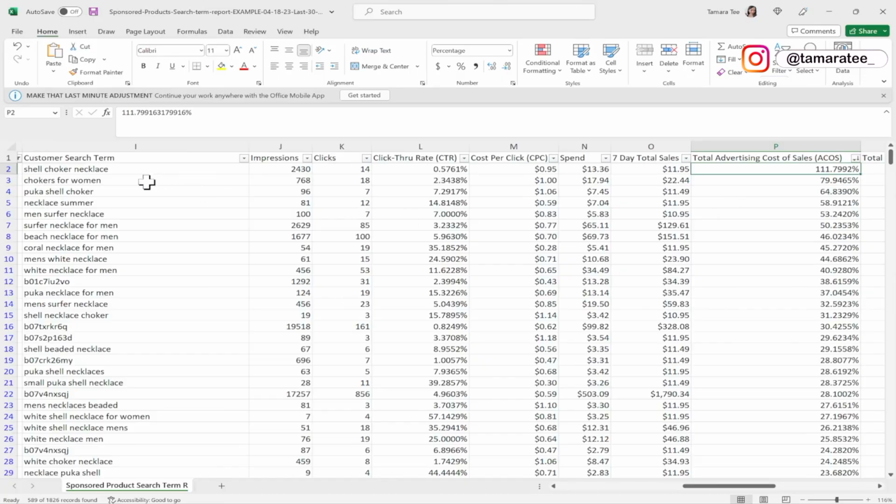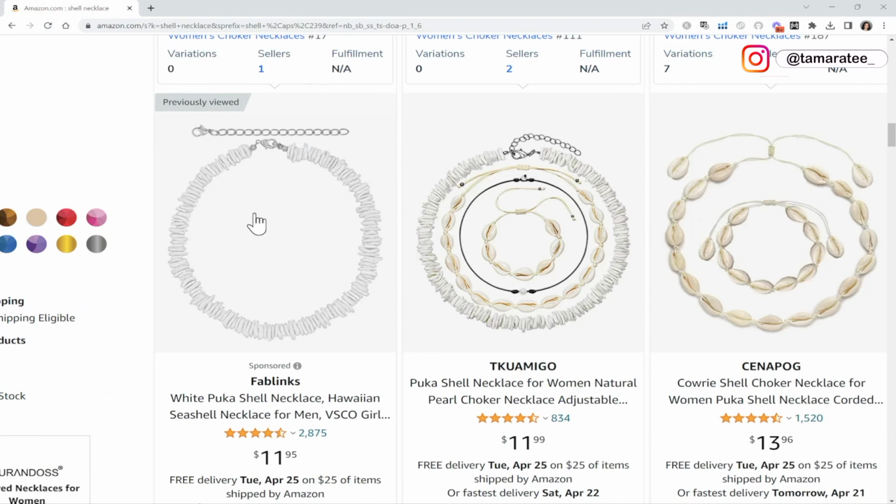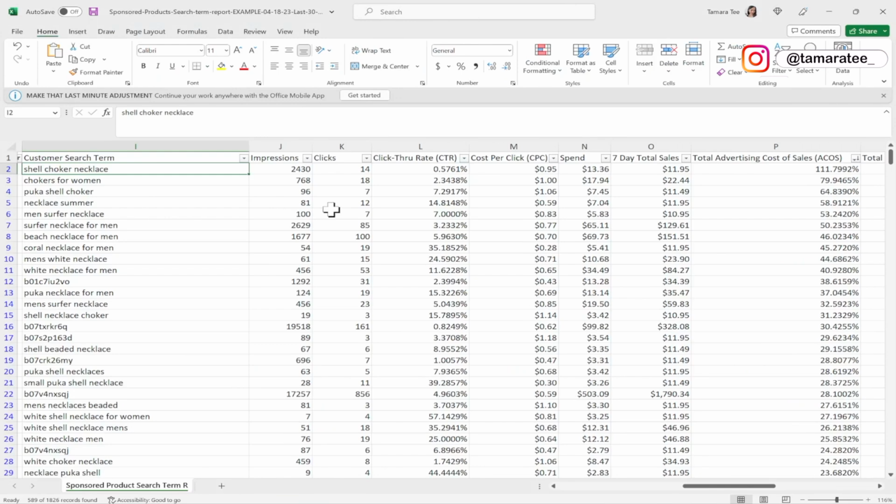Now, I am selling a shell necklace, and the keyword that I see right here is shell choker necklace. Now, this keyword does describe my product, right? I am selling a shell choker necklace, but that is one of my main keywords. This keyword is a very high searched keyword based on my research using Helium 10. A lot of customers are searching for this keyword, which can potentially mean that this keyword is saturated. So when a keyword is more on the saturated side, especially for main keywords, people tend to click on it a lot, right? They tend to click on your sponsored ad a lot.